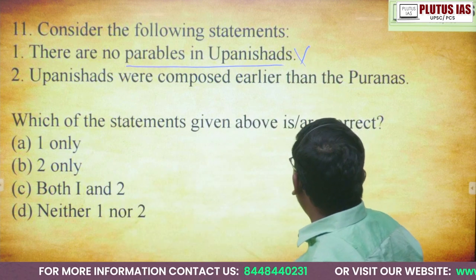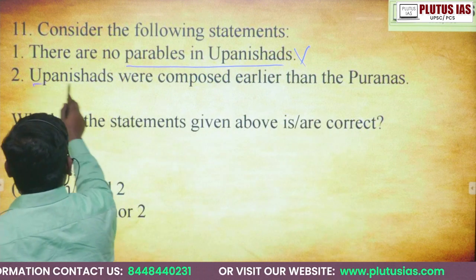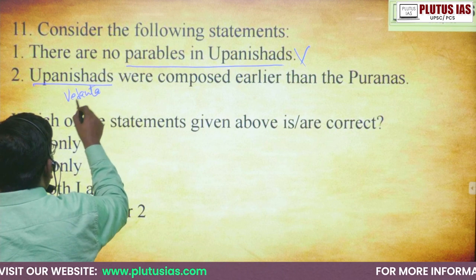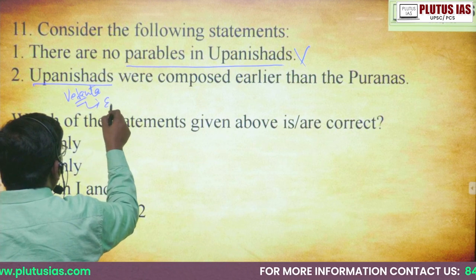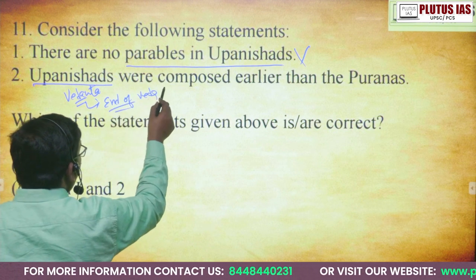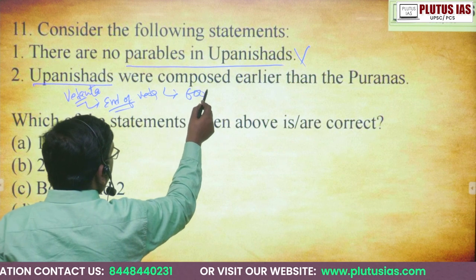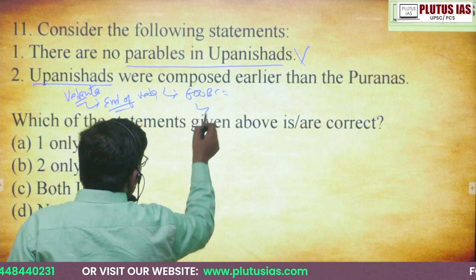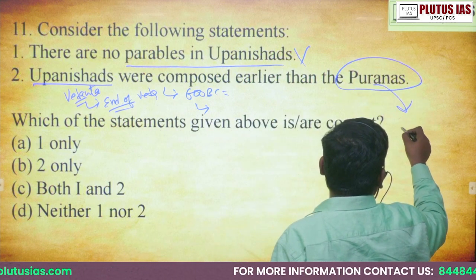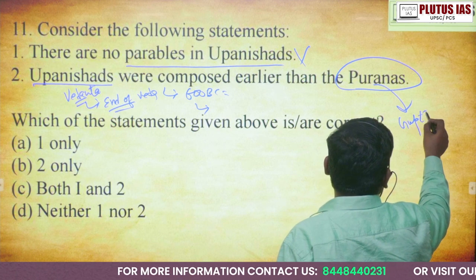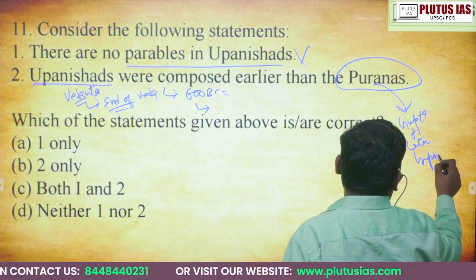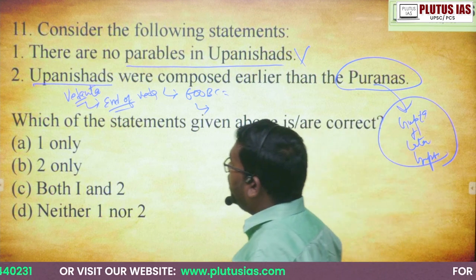Upanishads were composed earlier than Sith Purana. You know that Upanishads are known as Vedanta. Upanishads are known as Vedanta, matlab it is compiled in the end of the Veda. Veda ke end pe compile hua hai. So Veda was composed by 600 BC. So Upanishads will be composed at only this time, hai na, isi time hua tha. Whereas Puranas were completed at the time of the Gupta and later Gupta period. It is Gupta plus later Gupta period. So answer of this question will be only two is correct.